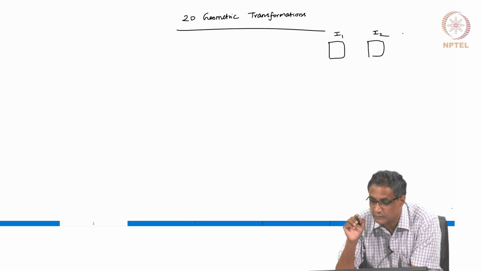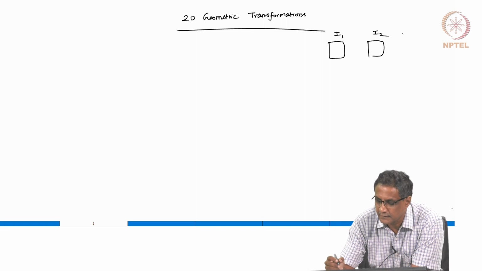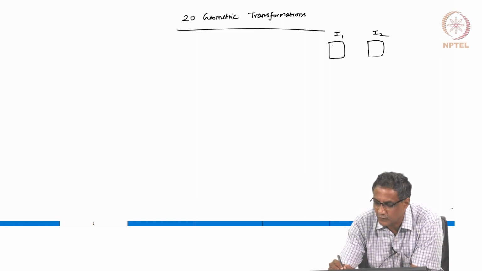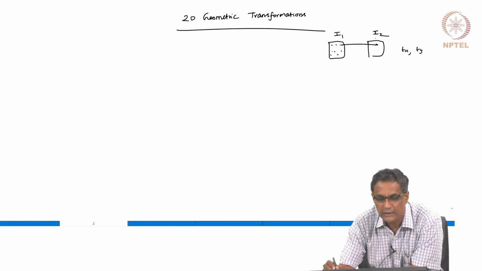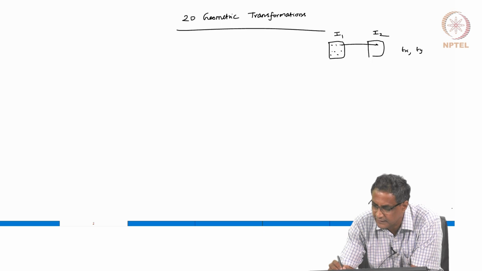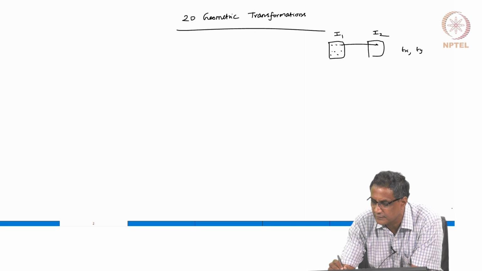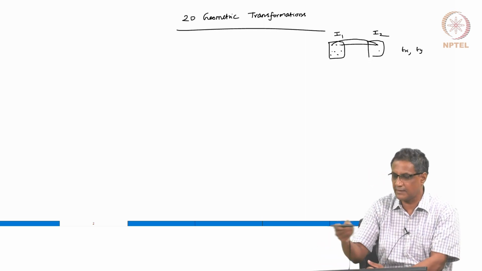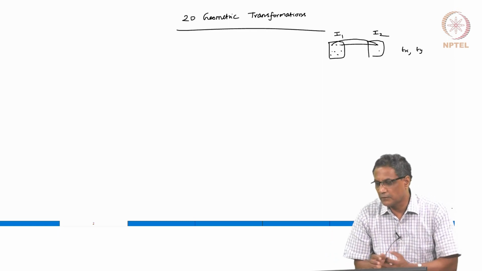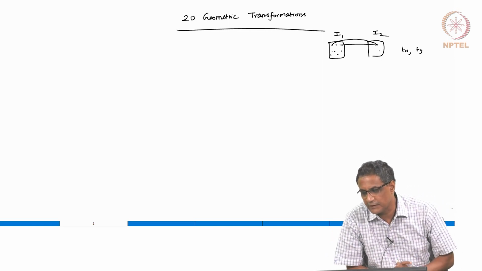That operation could be something like, for all the pixels sitting here, each pixel moves by the same amount. For example, if I say that there is a translation of tx pixels and ty pixels between the two, it means that if I shift every pixel in I1 by tx and ty, I'll be able to reach the same pixel in the other image.